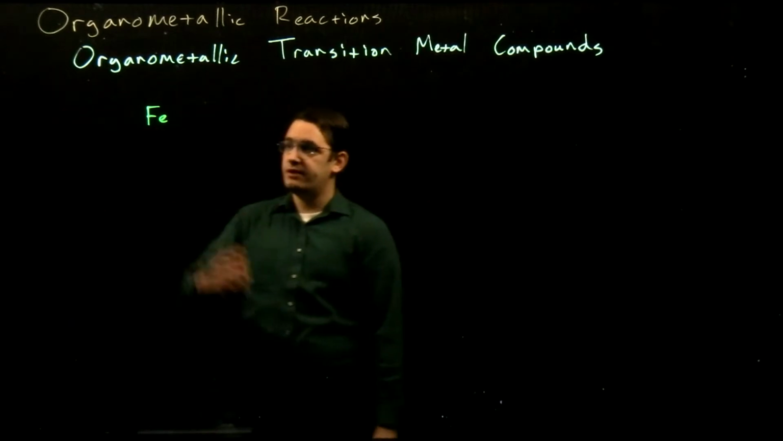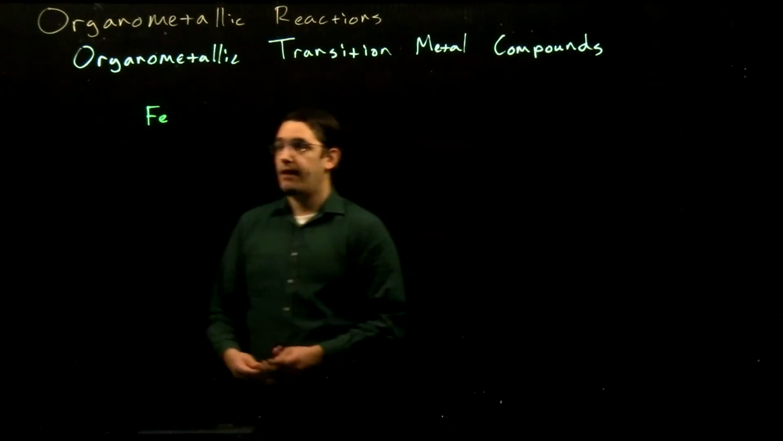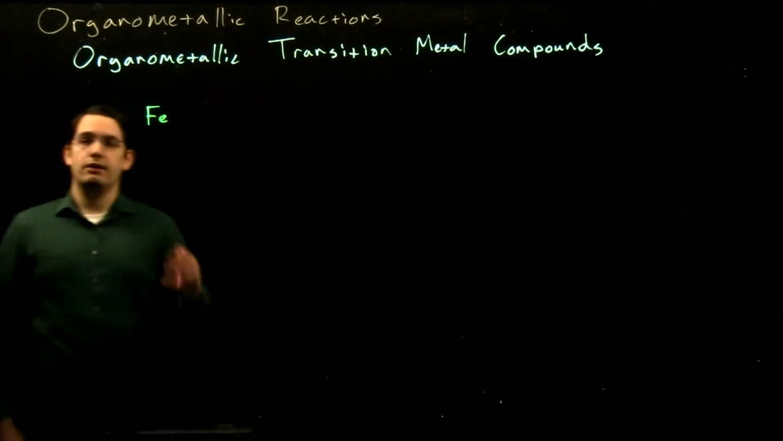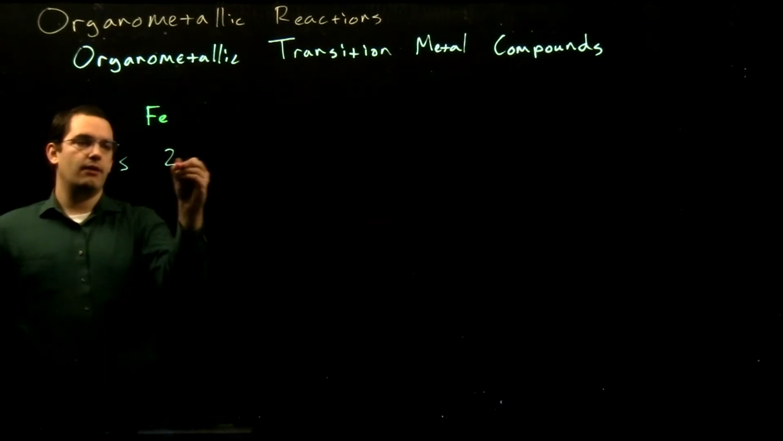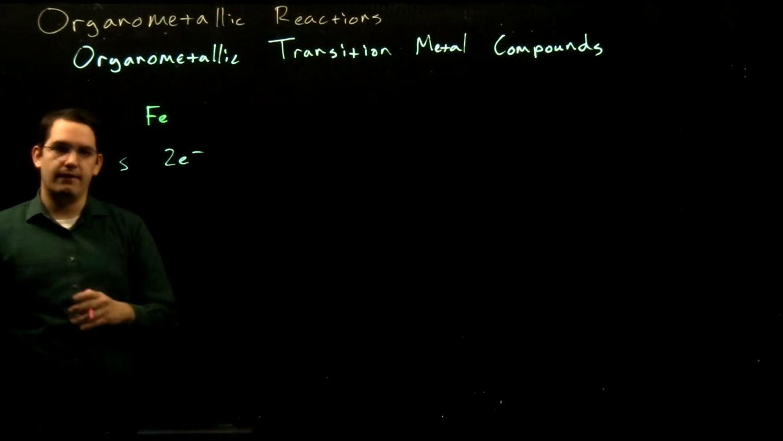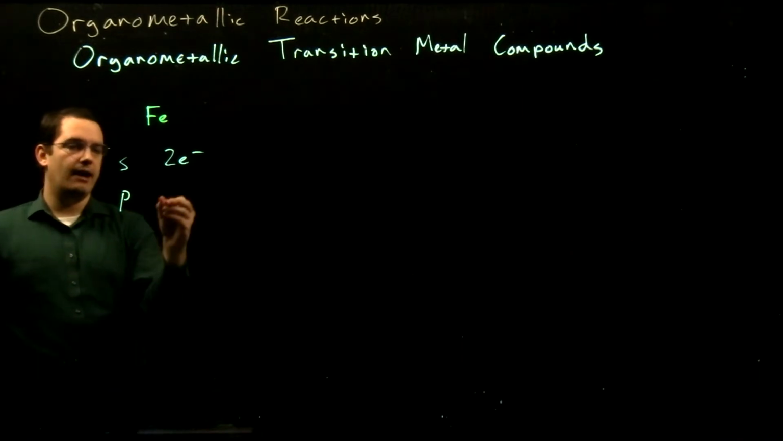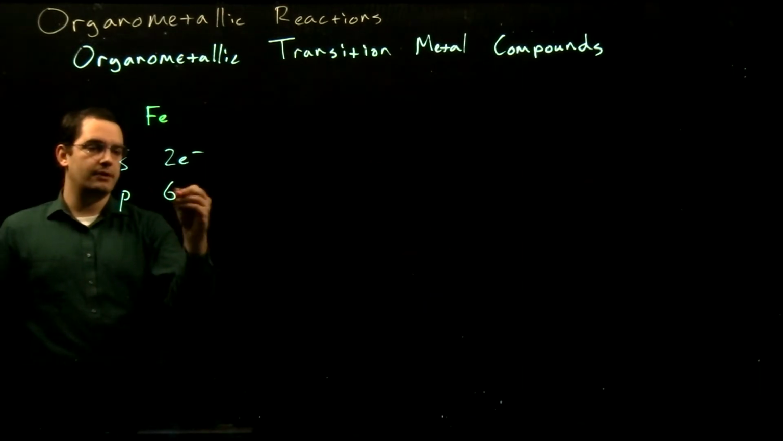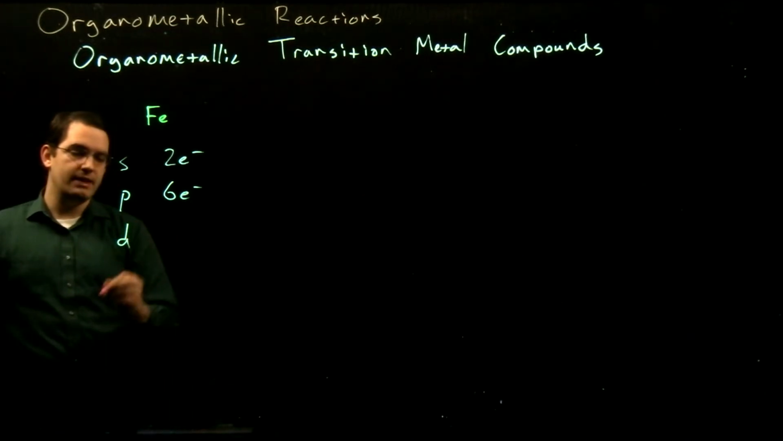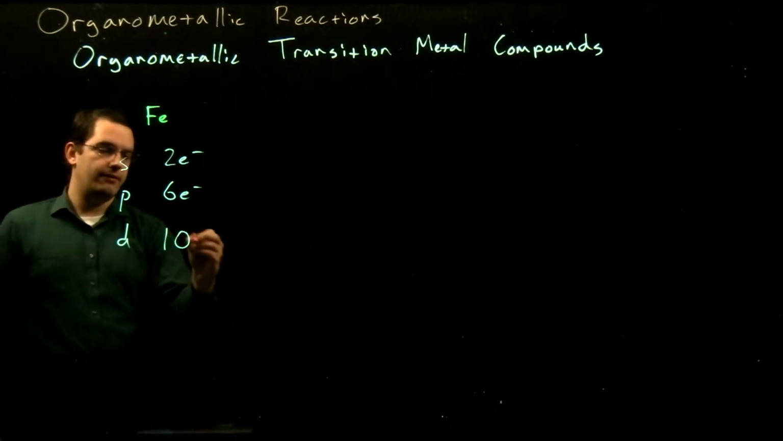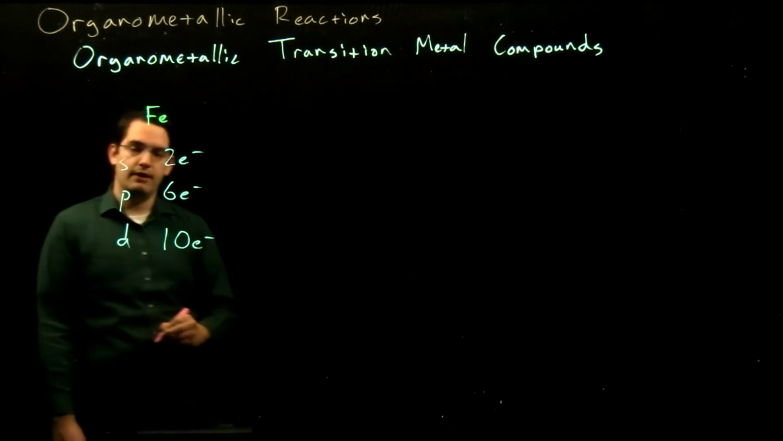So when you look at a transition metal such as iron, of course for transition metals we have our s block of electrons, right? So we can have 2 electrons in the s block. We also have our p block, which can fit up to 6 electrons, but we also have our d block available that can fit up to 10 electrons.